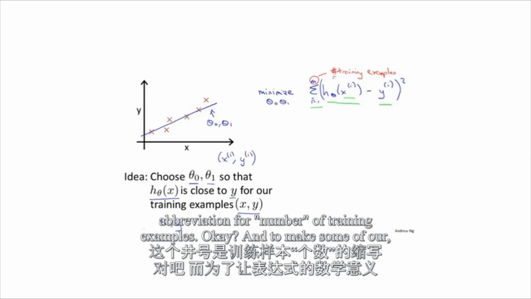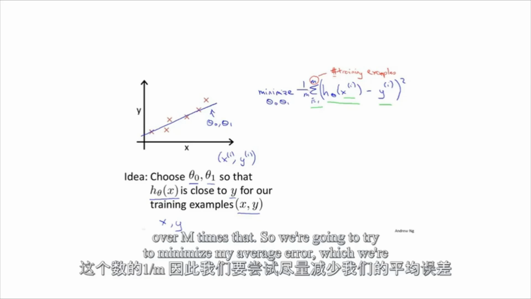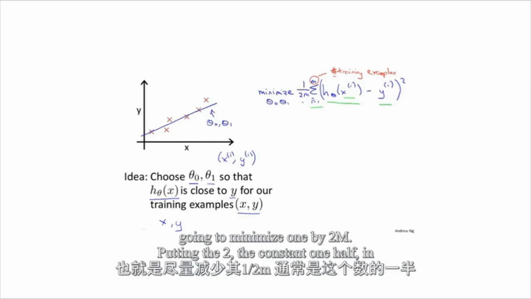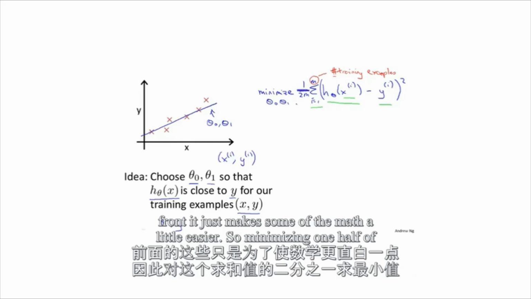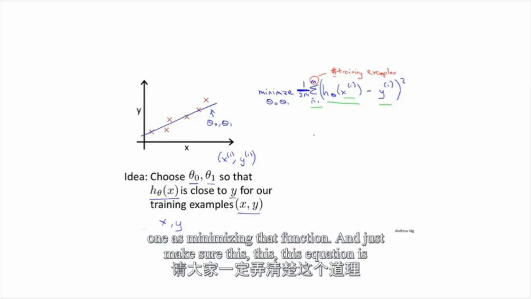And to make some of our later math a little bit easier, I'm going to look at 1 over m times that. So we're going to try to minimize my average error. We're going to minimize 1 over 2m. Putting the constant 1/2 in front just makes some of the math a little bit easier. So minimizing 1/2 of something should give you the same values for the parameters theta 0 and theta 1 as minimizing that function.